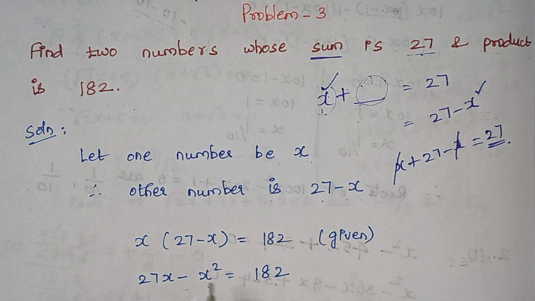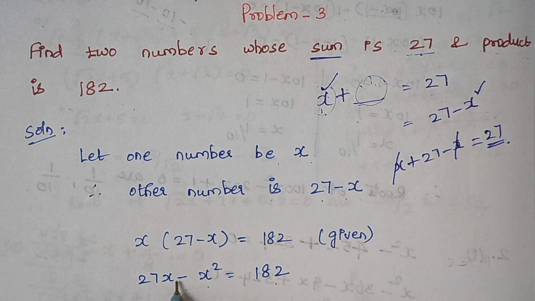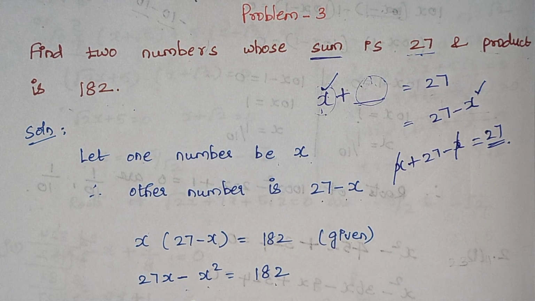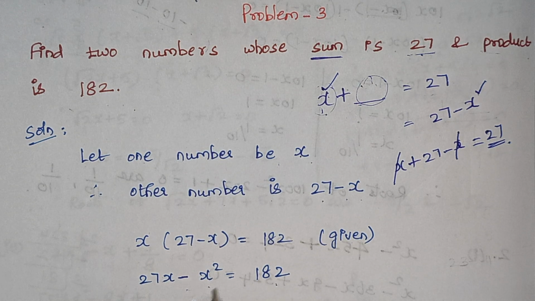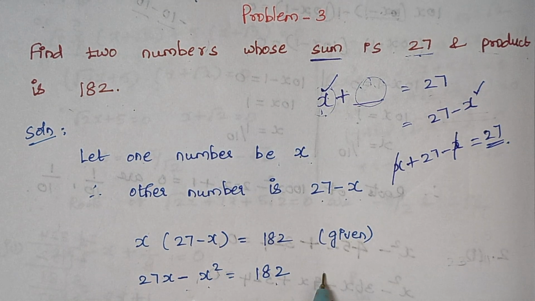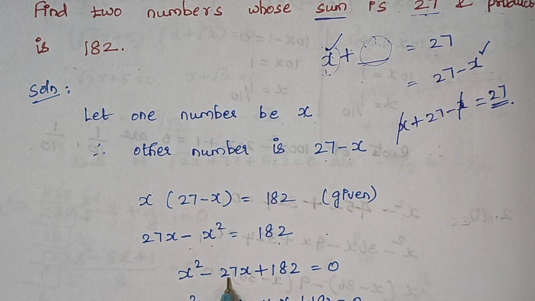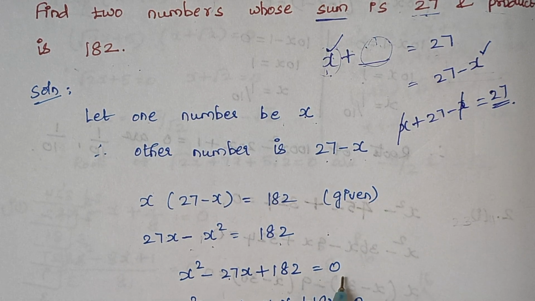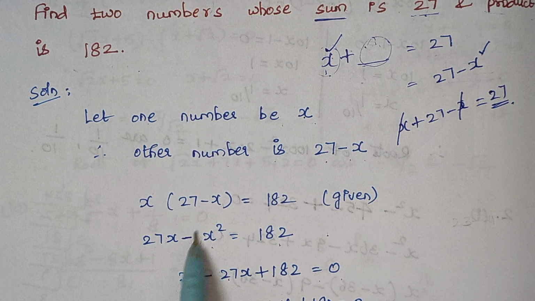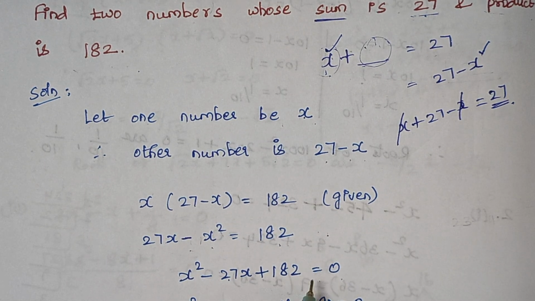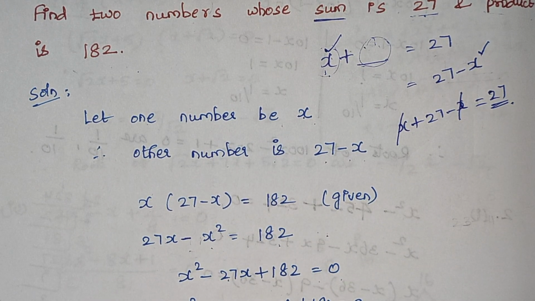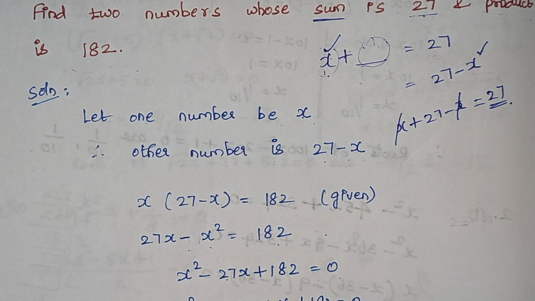Now you have to rearrange the given equation in the form of a quadratic equation. That is, first you should have the x square term, then the x term, then a constant. But here we have a minus x square. It is better if we have a plus x square. So we are moving these two terms to the right hand side, and there will be a sign change. So you have x square minus 27x plus 182 equal to 0. Now we are going to solve this quadratic equation.